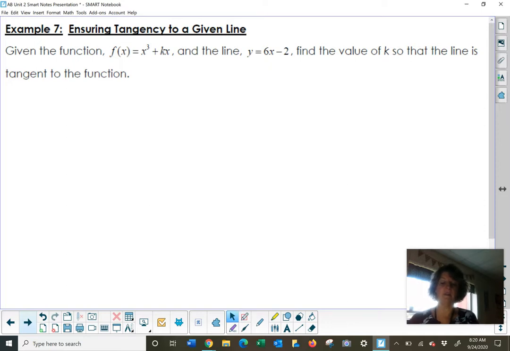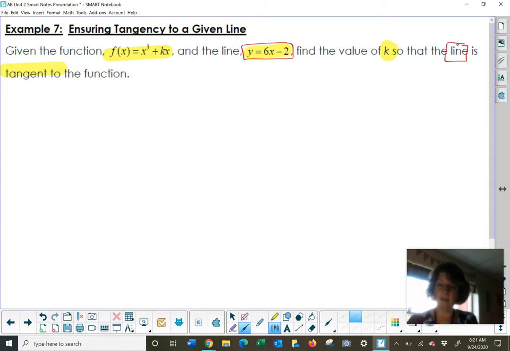Given the function f of x equals x cubed plus kx and the line y equals 6x minus 2, find the value of k so that the line is tangent to the function. Sometimes you have to reread. Get your highlighter out. Highlight things that were important. Given the function, I need to know that. And we have a line. Find the value of k so that the line is tangent to the function. Well, the line that they're talking about is the linear function line, right? The linear function is the line, so that line is tangent to the function.